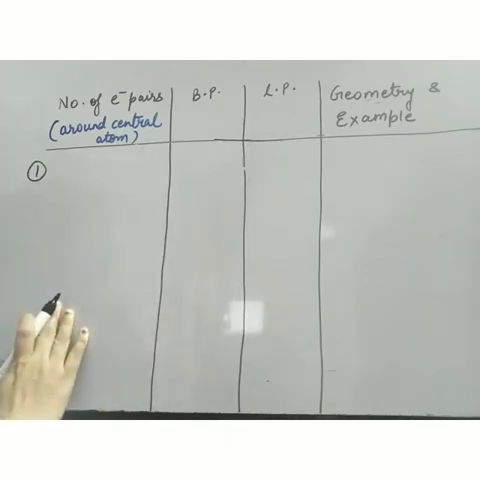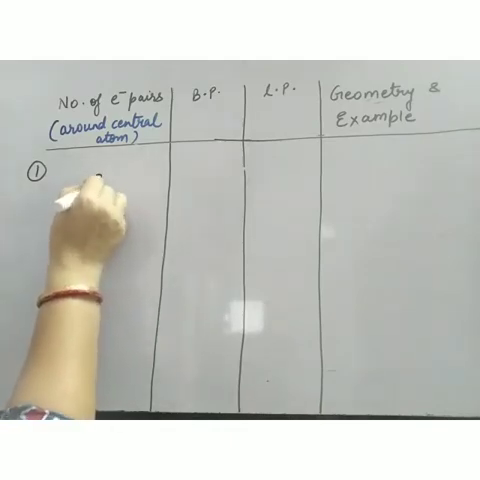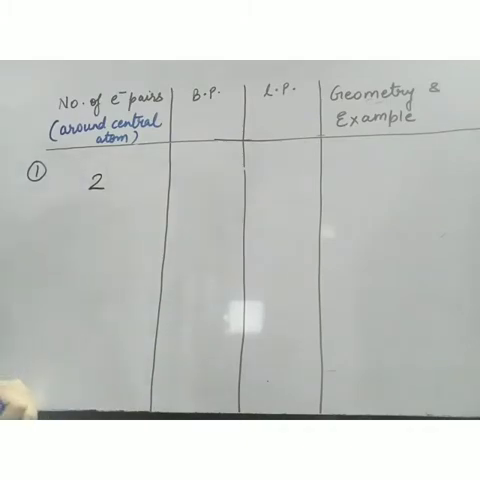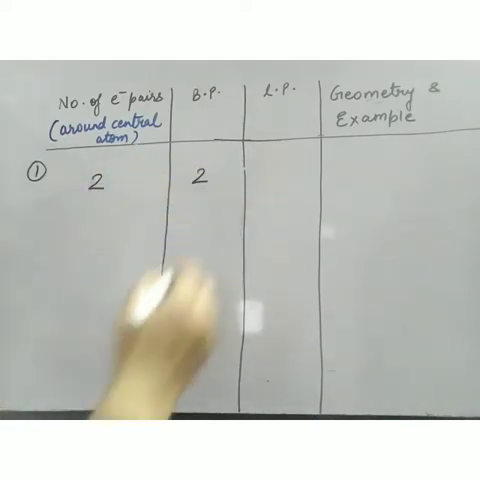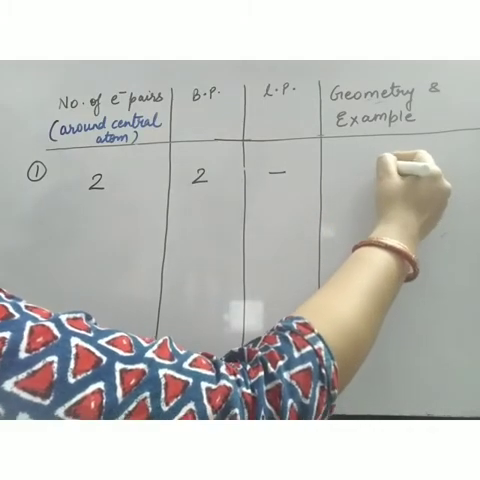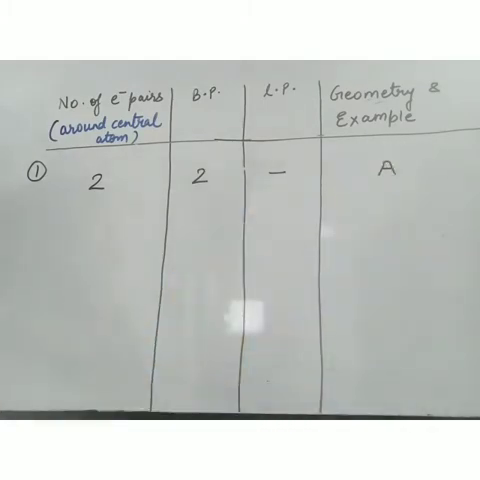The first case: suppose the total number of electron pairs around the central atom is 2. The central atom is surrounded by 2 electron pairs, both of them bond pairs, and there is no lone pair. In such cases, what is the geometry or shape of the molecule? Suppose A is my central atom. Now A is surrounded by two bond pairs.